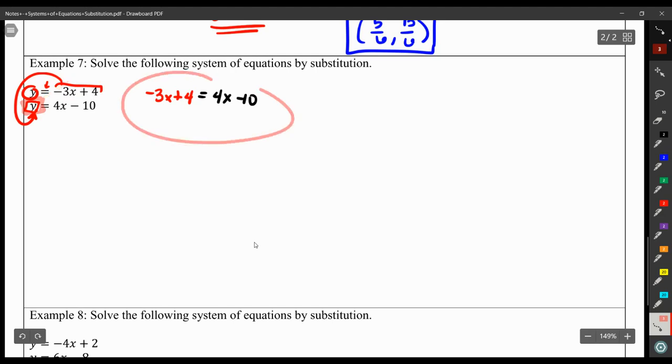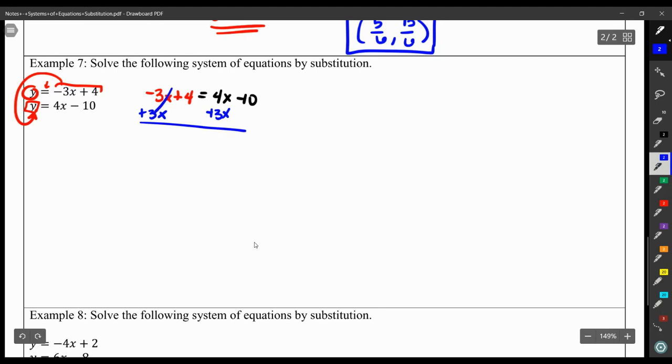And now that we have an equation in all x's, we can solve this for x. So we need to get all of our x's to one side. So I'm going to add the 3x over to get the x's all on the right. So we get 4 equaling 7x minus 10. We need to get the constants to the other side, so add 10 to both sides. So 14 equals 7x, and then divide out the 7 to get x is equal to 2.